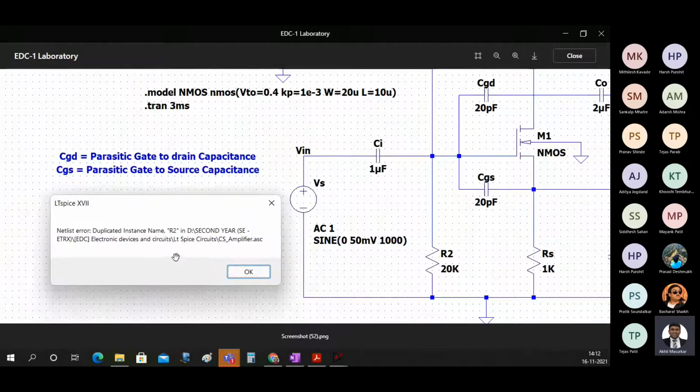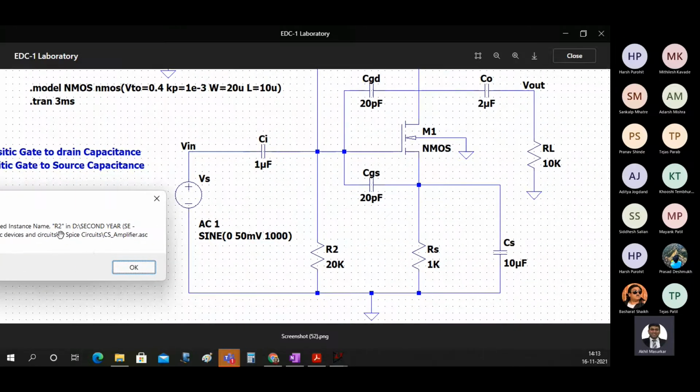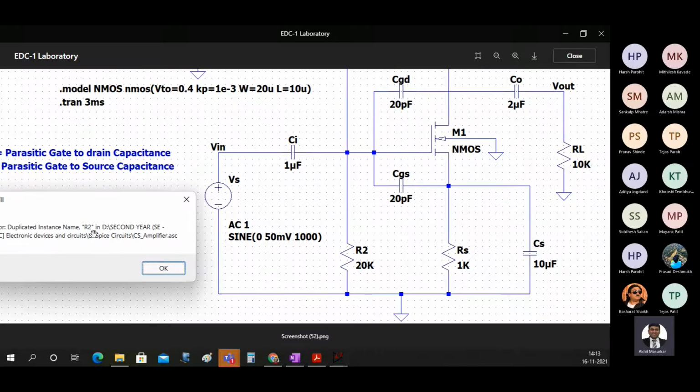So see the error. What it means is duplicated instances name R2. So what I want, not just Harsh, but everyone to listen to this, is that as an engineer we should also be able to read the error by using our common sense. So duplicated instance R2 means what? Something has got repeated. Can you see something has got repeated? So you can see here, it has also shown you what has got repeated, R2.